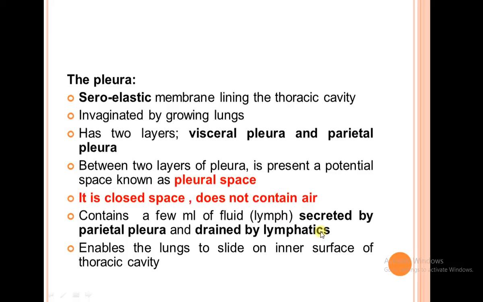The pressure in the pleural space is subatmospheric, that is less than atmospheric pressure. Now the pleural fluid along with the two layers of the pleura, which are the visceral and the parietal pleura, enable the lung to slide on the inner surface of the thoracic cavity, which makes the process of inspiration and expiration, or we can say the process of respiration, easier.